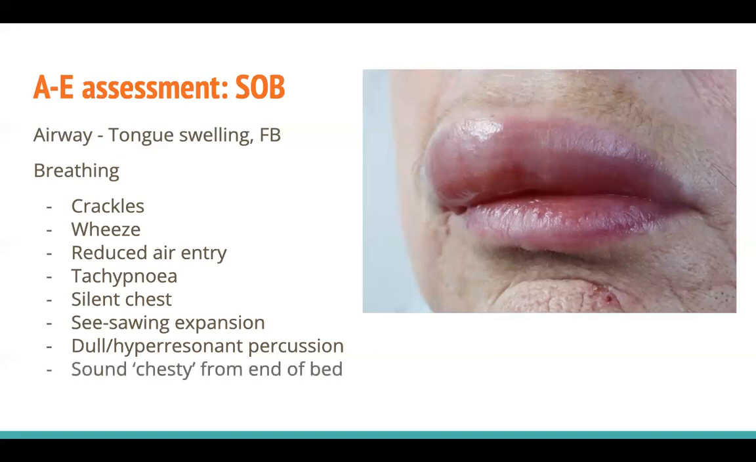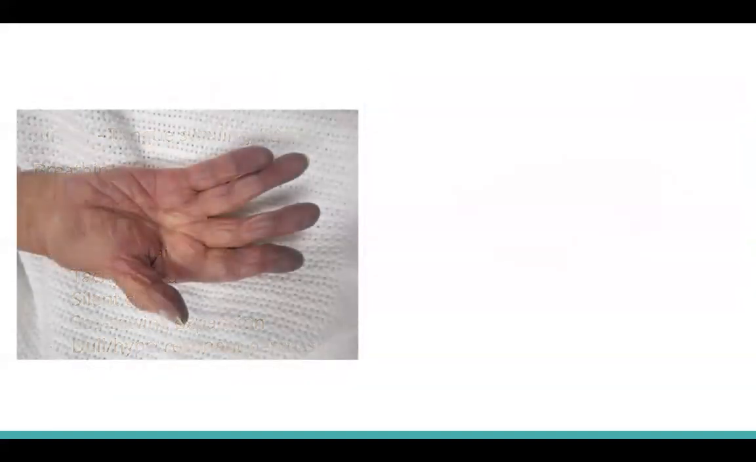And look at the patient from the end of the bed. Do they sound chesty? A chesty patient, particularly an elderly one, might have an aspiration. Okay, moving on to C, circulation. Patient might have evidence of a raised JVP. Now, this can be present in a patient who's got heart failure, but also a patient who perhaps has underlying pulmonary embolism.